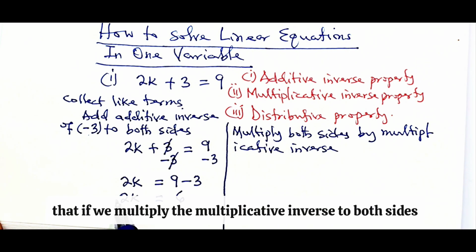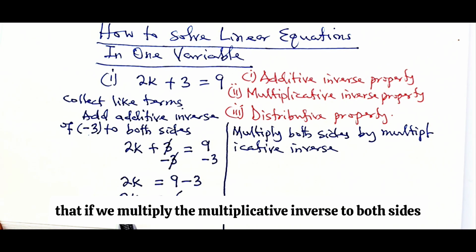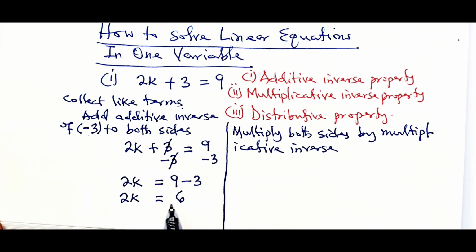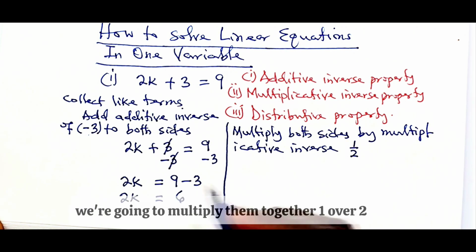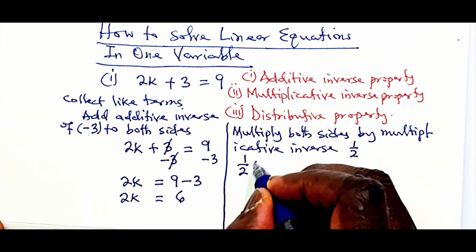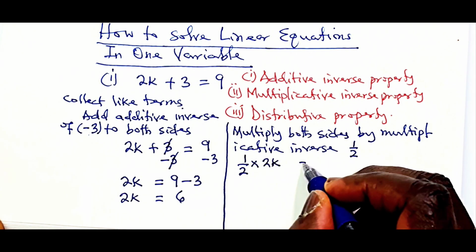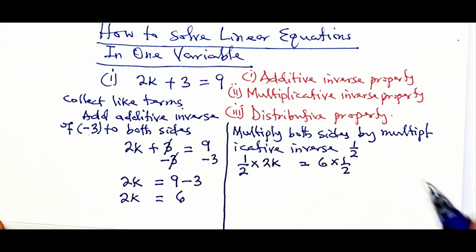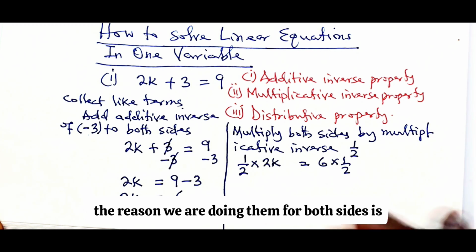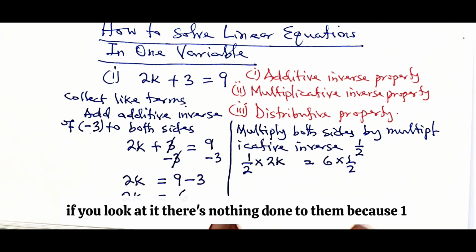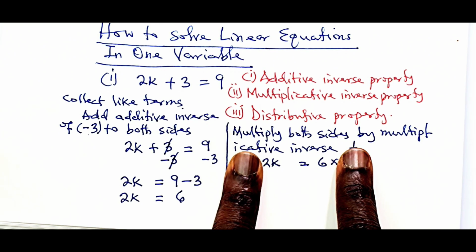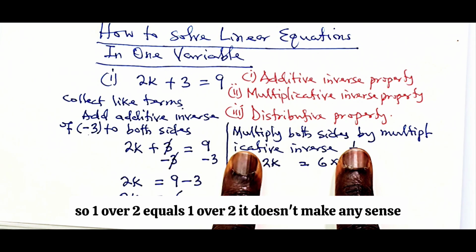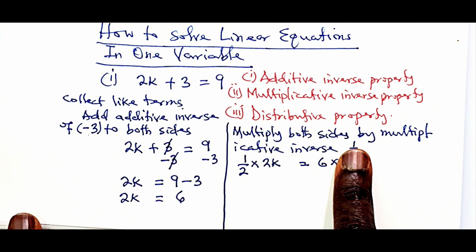And how do we do that? We multiply the multiplicative inverse to both sides, and the multiplicative inverse of 2 is 1 over 2. So we're going to multiply them together. 1 over 2 multiplied by 2k will equal 6 times 1 over 2. The reason we are doing it for both sides is that we have not changed anything. 1 over 2 equals 1 over 2, because there's nothing added and nothing removed.